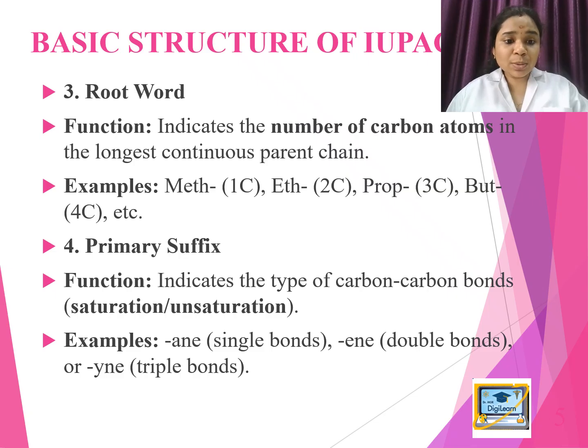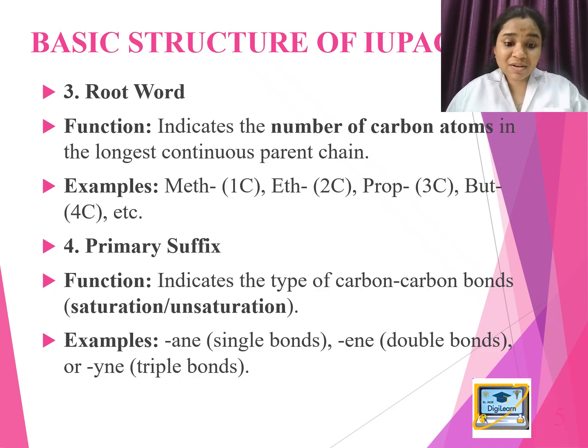What is meant by root word? It indicates the number of carbon atoms present in the longest continuous chain. The longest continuous chain is otherwise called the parent chain. If 5 carbon atoms are present in your parent chain, then the root word is pent. If 3 carbon atoms are present in your parent chain, then the root word is prop.